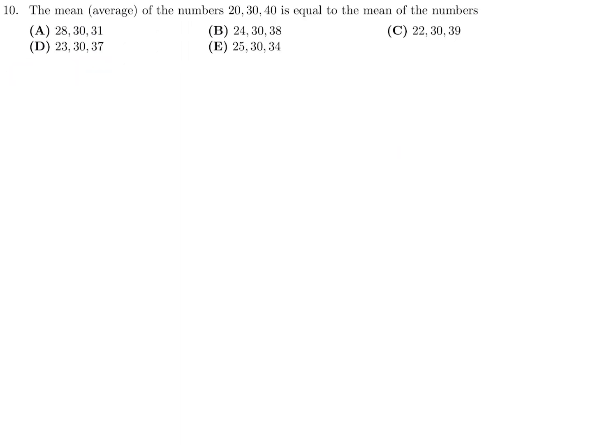The mean of the numbers 20, 30, and 40 is equal to the mean of which numbers? Okay. Well, first let's figure out what that means. 20 plus 30 plus 40 divided by 3. And that's 90 over 3, so that is 30. Well, you can do it the long way, which is calculating the mean for every single one, or do it in a simple way, which is the mean is 30, right?